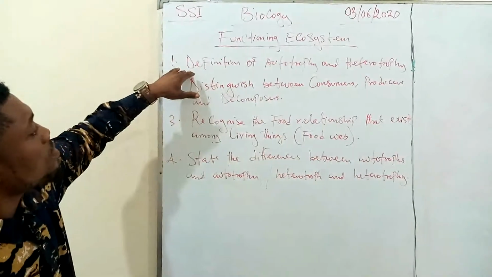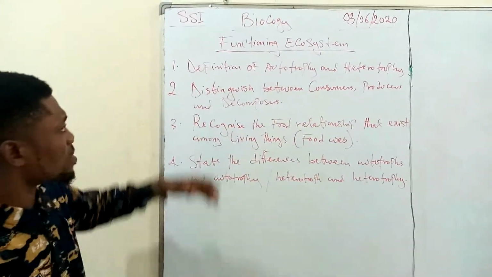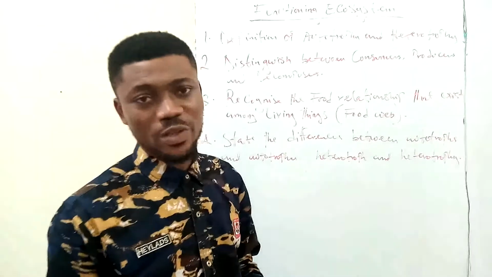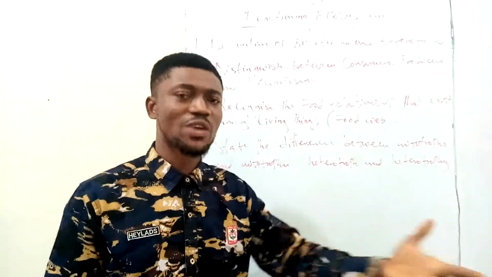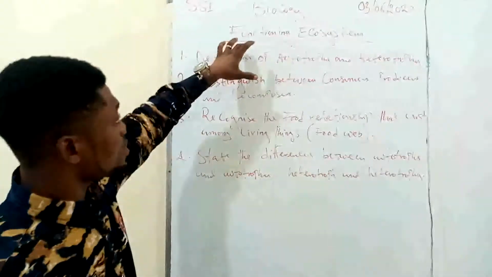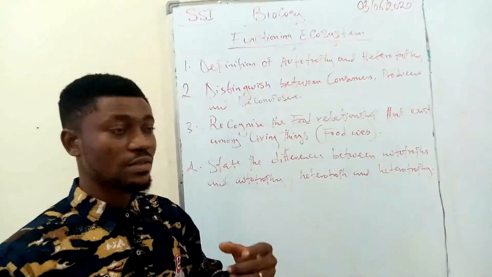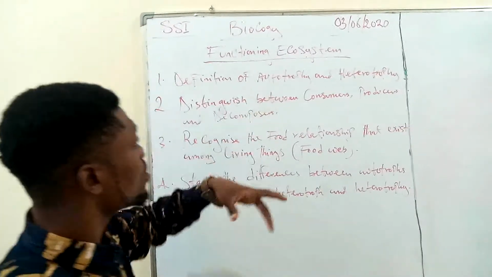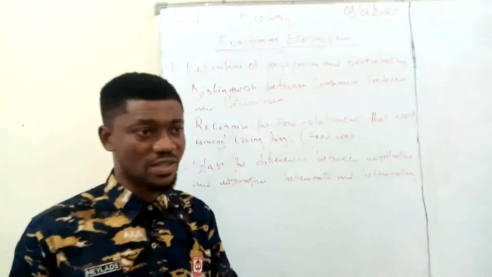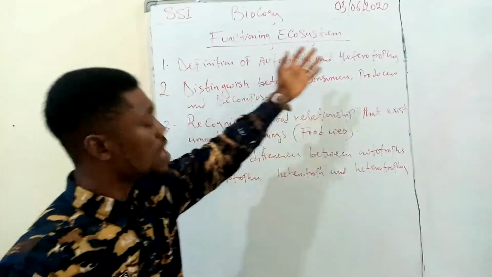Before we begin the definition of autotrophy and heterotrophy, let's first look at what a functioning ecosystem is. One would wonder, what is an ecosystem? Let's forget about functioning, because we do know that anything that is functioning or functional is quite effective. If anything is functional, it means the thing is very effective. So if we say functioning ecosystem, we are talking about an effective ecosystem.